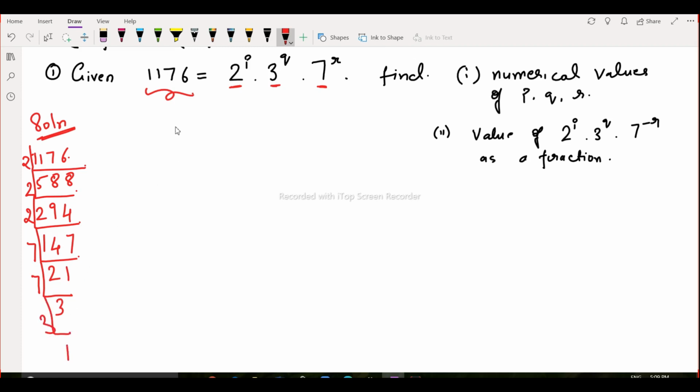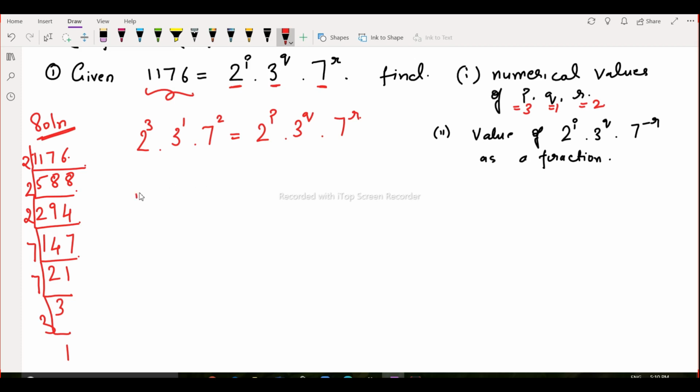So what we get is 2 raised to 3, 3 raised to 1 and 7 square. This is equal to 2 raised to p, 3 raised to q, 7 raised to r. So we get the values of p, q and r. So p is 3, q is 1, r is 2.